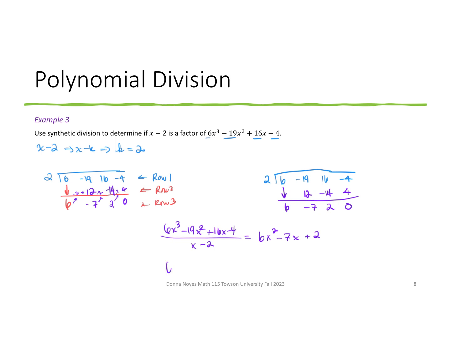plus r, by saying f, which is 6x cubed minus 19x squared plus 16x minus 4, is the same as 6x squared. Oh, here, let's do it in the same order. So we have our divisor first. So it'll be x minus 2 times our quotient, which is 6x squared minus 7x plus 2, plus our remainder, which is 0, so we don't need to write anything. And this is our answer. So we can either write it this way, or we can write it this way.